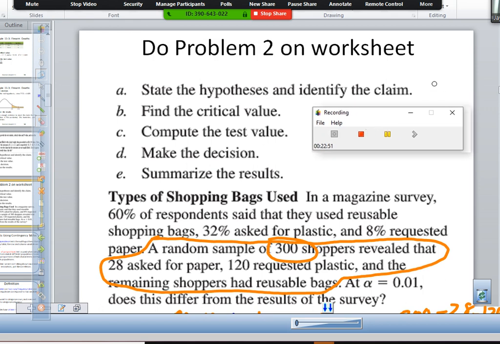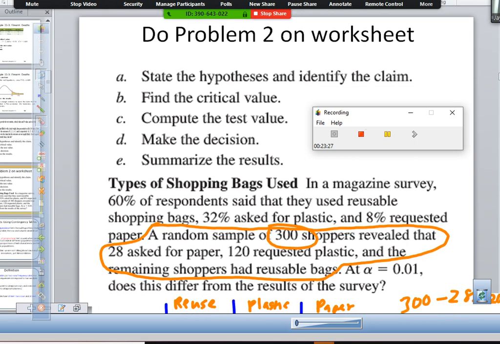Write them in now. Don't say I'm going to do it later. We need to talk about this, and it's going to potentially save you hours on your homework if you do it now. Have your 3 categories: reusable, plastic, paper. Write in your observed. Remember, it's always going to be from your sample, what you're given. And we have 300 shoppers, so 28 paper, 120 plastic. That means the rest of them are 300 minus 28 minus 120.